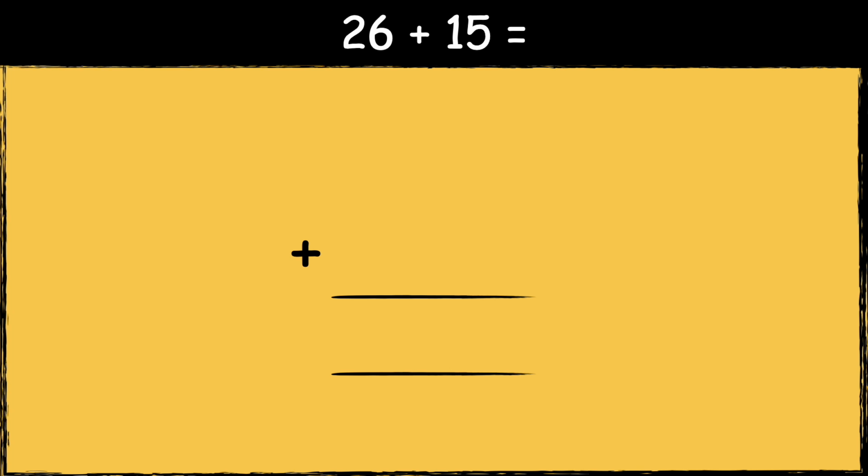Here's the first example. 26 add 15. When we do column addition, it's really important to line the numbers up correctly. So we have the tens in one column and the ones in another column. So we have 26 and 15. So now we're ready to add the digits in each column.